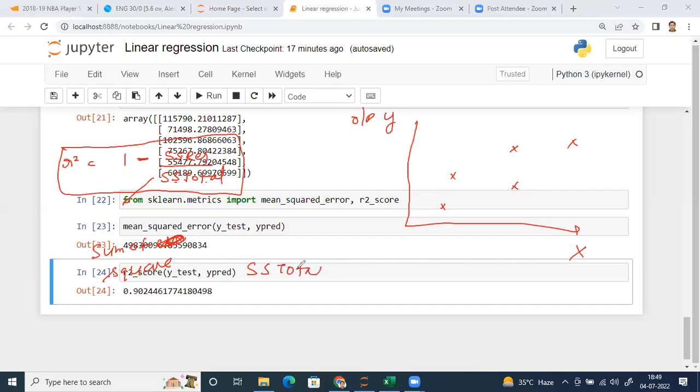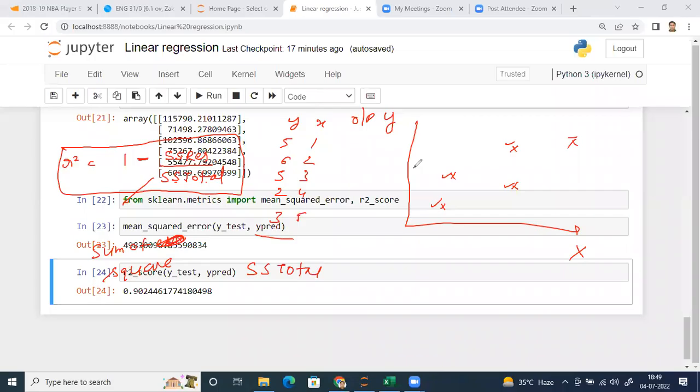And how does it compute SS total? This x is given and these are the corresponding y values. Suppose y has the values 5, 6, 5 again, 2, 3, and the corresponding x values are 1, 2, 3, 4, 5. Whatever your y column has, it will find the average value of the same.